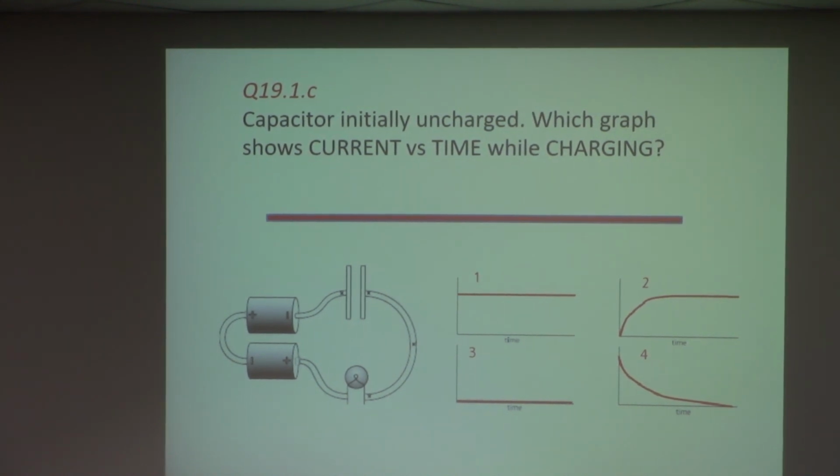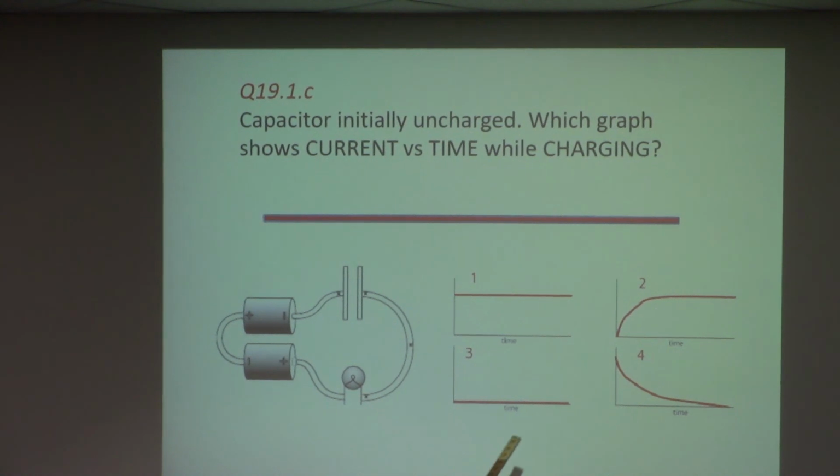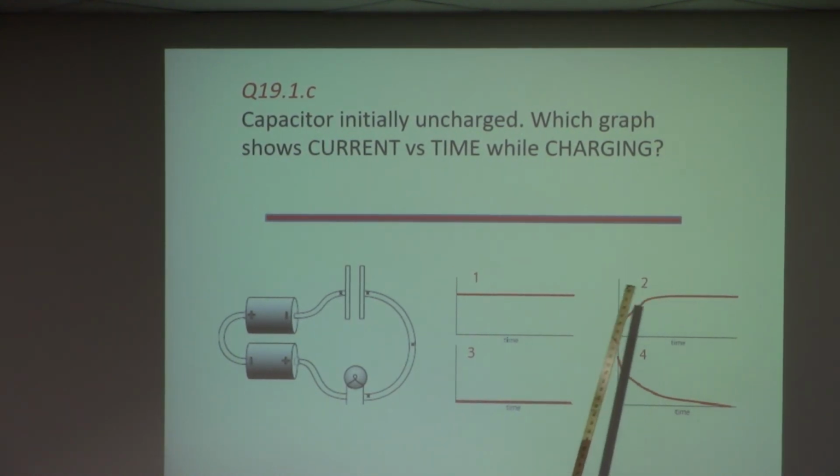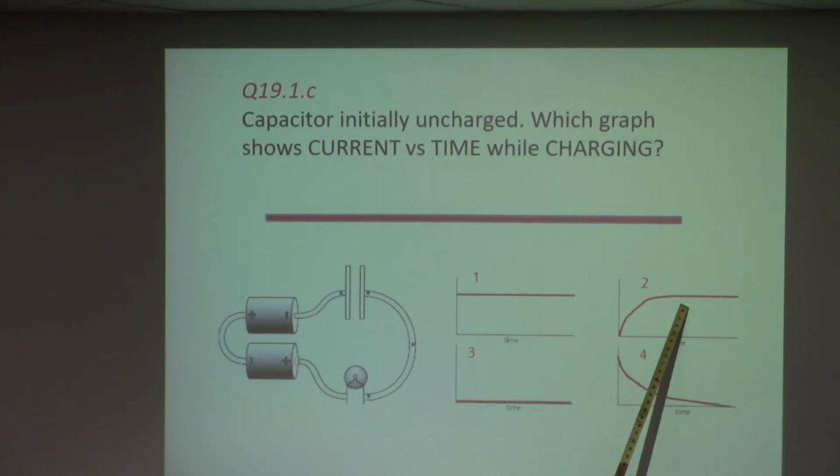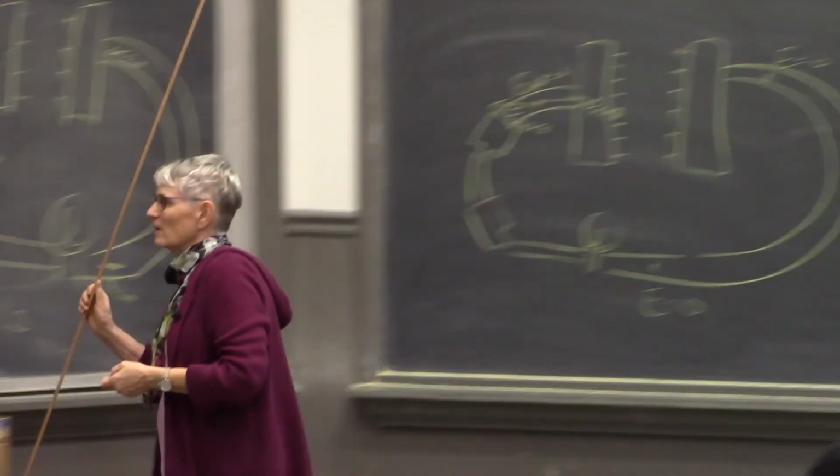So let's think about what we would have observed if 2 was correct. When we first connect the circuit, the light bulb is out because there's no current, and then it gets brighter and brighter and finally reaches a constant brightness. Is that what we saw? Definitely not. We saw the light bulb start out bright and get dimmer and dimmer and dimmer, so it's definitely 4. That's the correct answer.